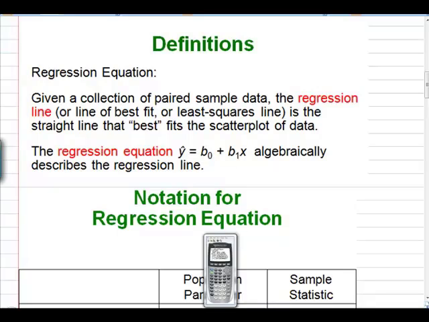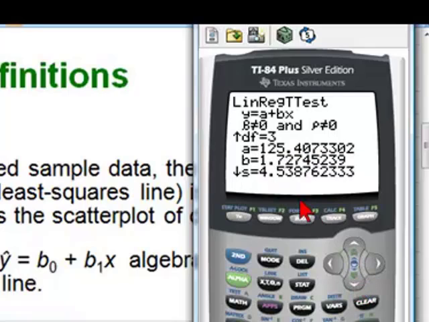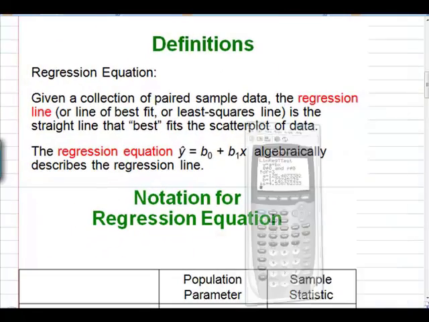When we went to our calculator and scrolled up here, they give us this form of the line, y equals a plus bx, and a here was this constant 125.4, and b, based on their information, was 1.73. So there's an equation of a line that we can use for this data for the shoe size and the height.